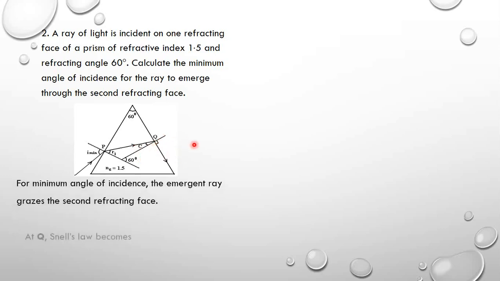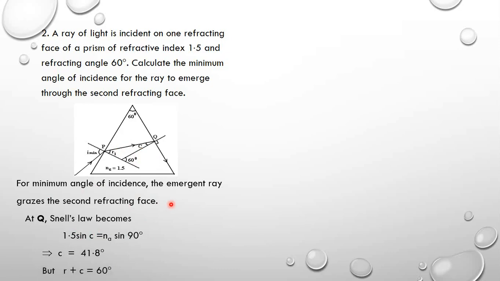Let's apply Snell's law at Q, and then we shall have N G sine of C is equal to N air sine of 90, which will give us 1.5 sine of C is equal to N air sine of 90. This is 1 and this is 1, which will give us our C as 41.8 degrees. Then after doing that, we shall get R1 by subtracting 60 minus C, 60 minus 41.8, and that will be 18.2 degrees as R1.